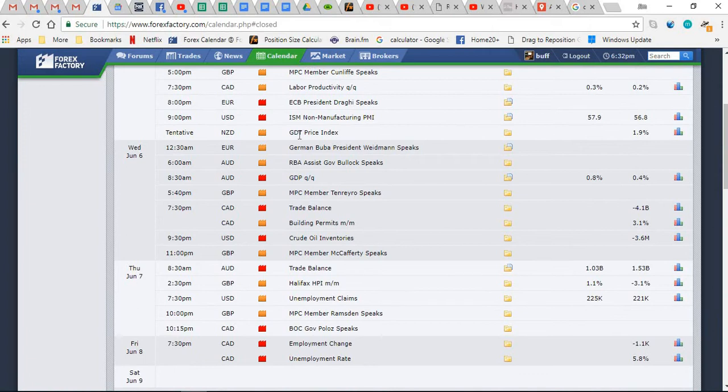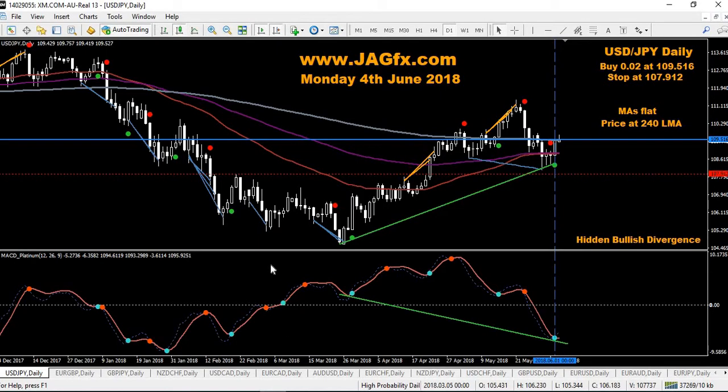We've got the GDT out of New Zealand, which is their dairy index, which can move the Kiwi a bit sometimes. Trade balance out of Canada on Wednesday. Crude oil, which comes out every Wednesday anyway. Trade balance out of Australia, and probably at the end of the week there's the employment or unemployment rate, depends which way you look at it, out of Canada. So really not much on the news, so we'll go back to the charts.